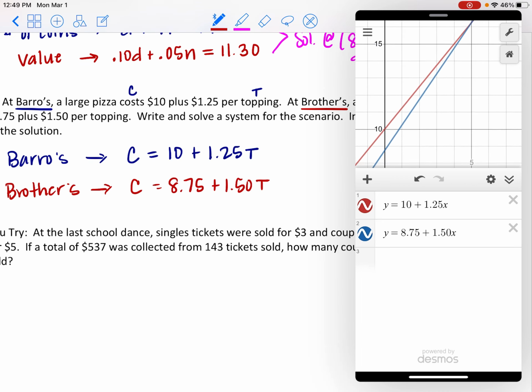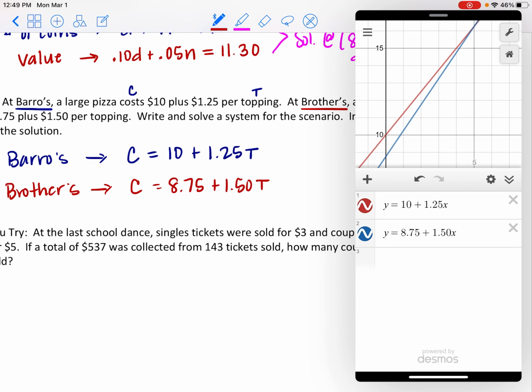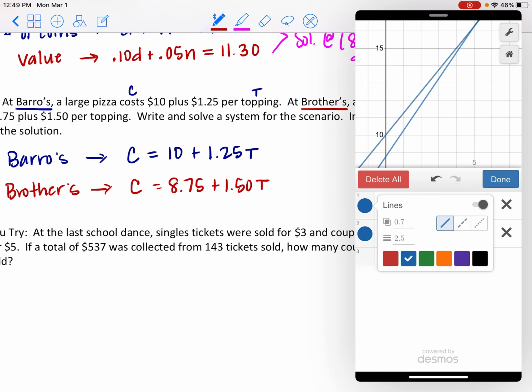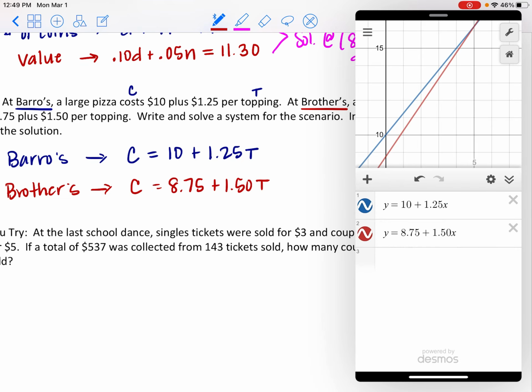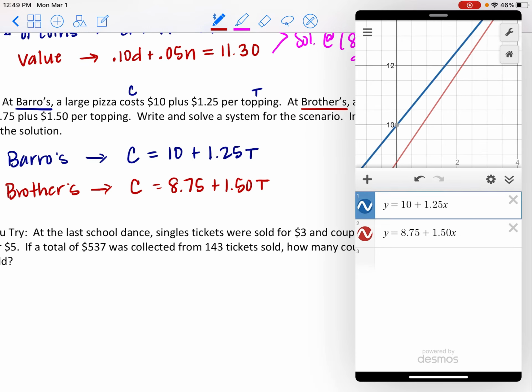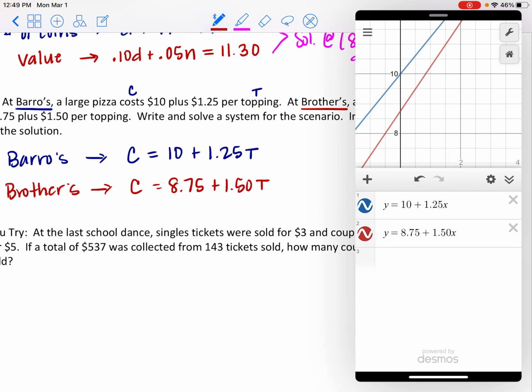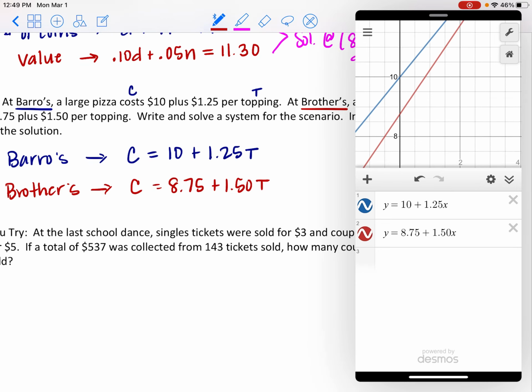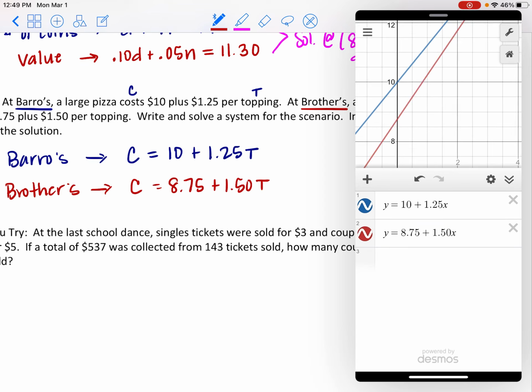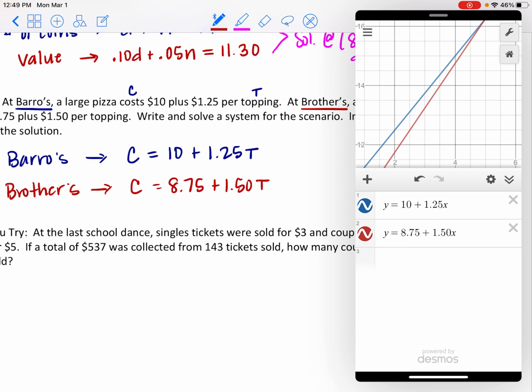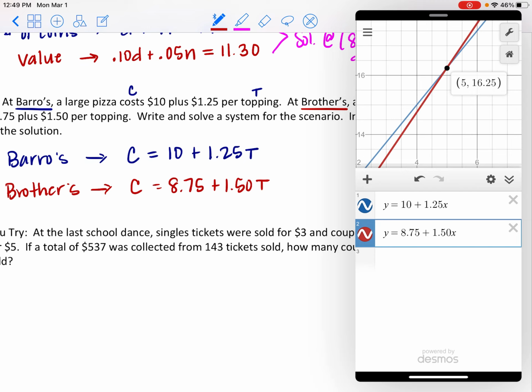And look at what's happening. So in red, we've graphed the equation for, oh, it's the reverse of what's on my paper. Here, let me just change that because that's confusing. And make this one red. Okay, so in blue, we have Barrow's Pizza. And look what's happening. We've got a y-intercept at 10, right? That's where the cost starts. And then it goes up by $1.25 per topping all the way across that line. And then in red here, we have Brothers. Starts at $8.75. That's the initial cost for the pizza. And then it's going up by $1.50 per topping until the lines meet right there.